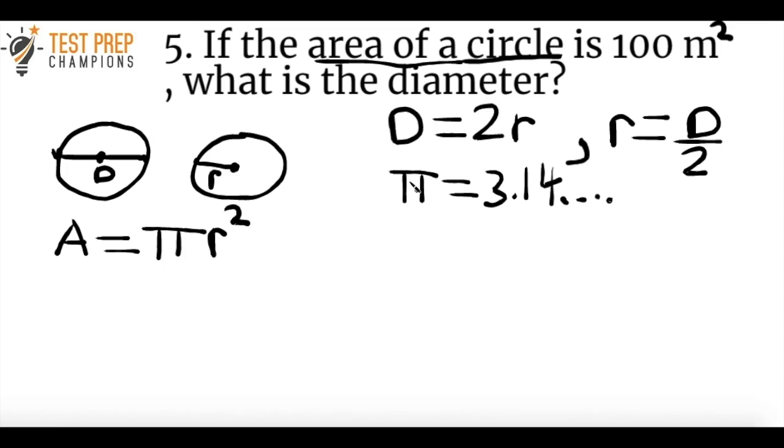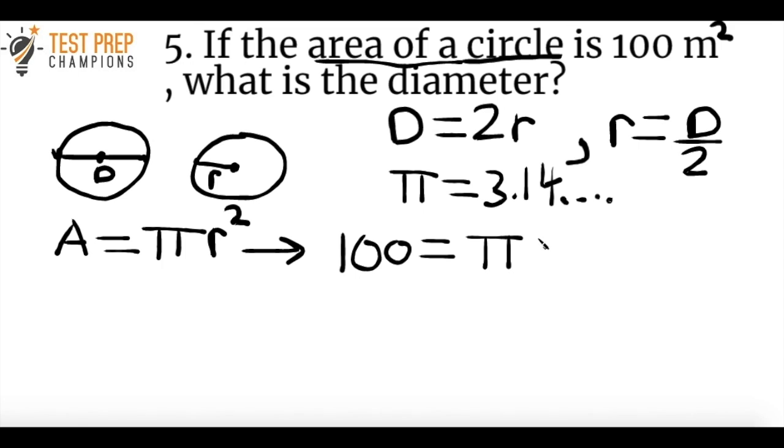But if you ever have to do a calculation with pi, just use the number 3.14. But you don't always even need to use this number. You can oftentimes just leave the pi symbol here. So what we're told here is that the area of the circle equals 100. So in this case, we can replace A for the area of the circle with 100. So we have 100 equals pi r squared.